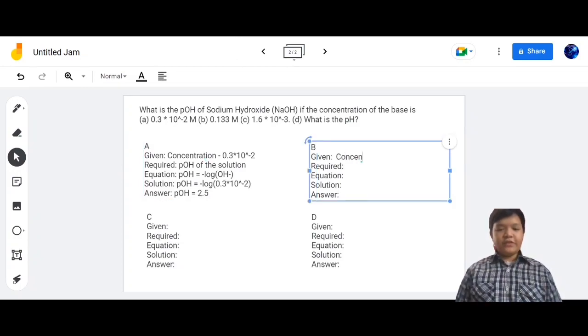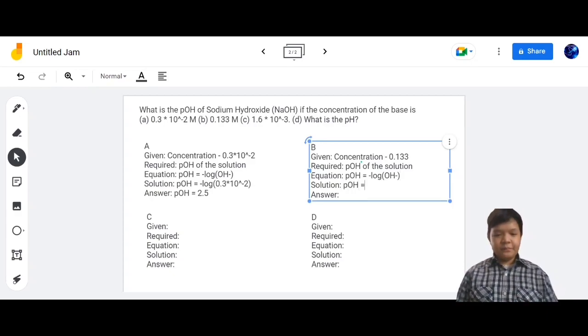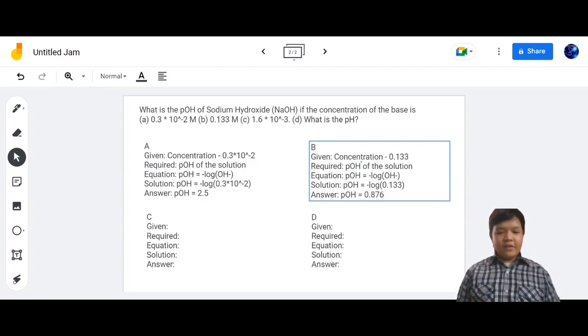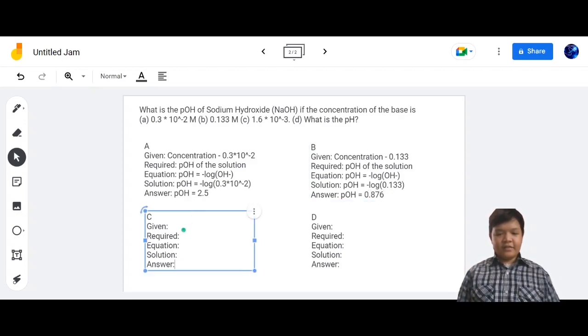For question B, we're once again given the concentration, which is 0.133 moles, and we are required once again to get the pOH of the solution. pOH is equal to the negative log of the hydroxide concentration, and so our solution is that the pOH is the negative log of 0.133 moles. We'll enter this into our calculator, and we get that our pOH is 0.876.